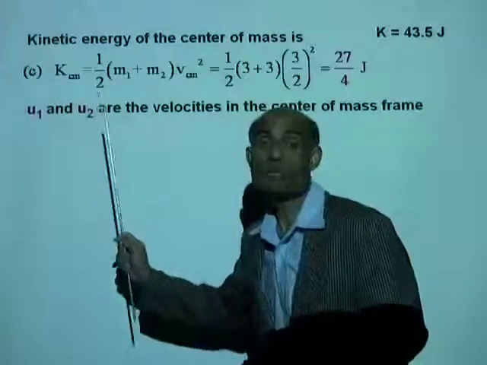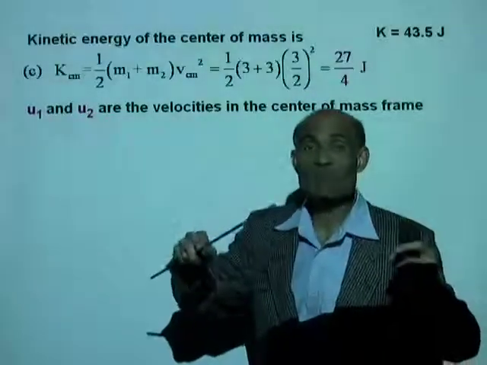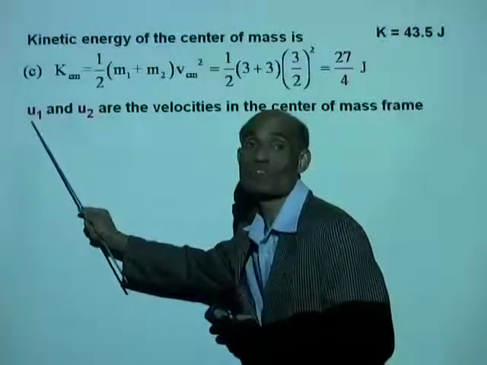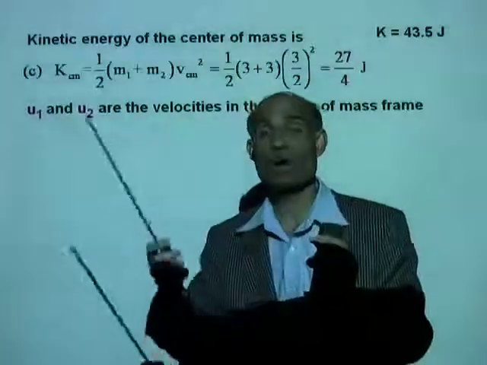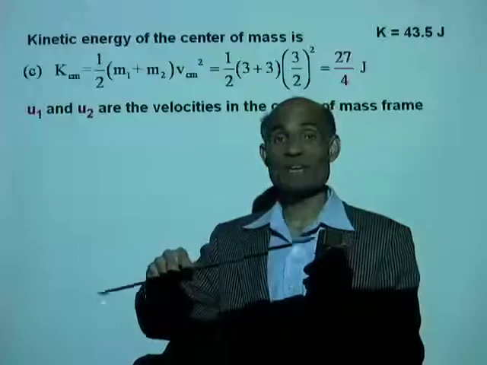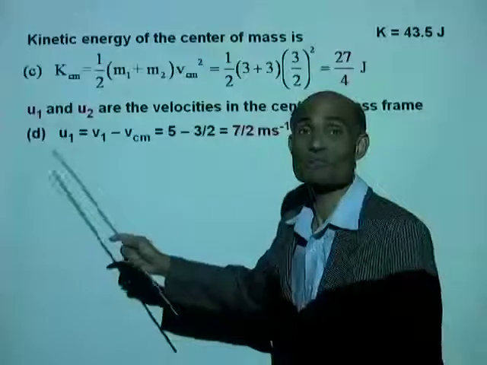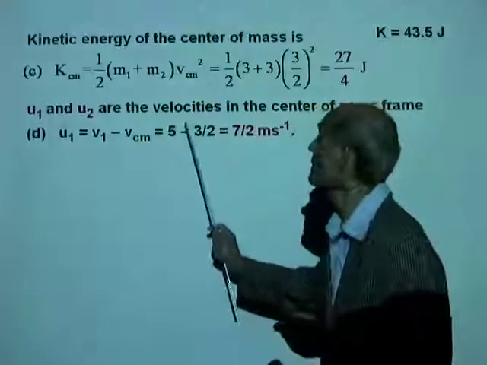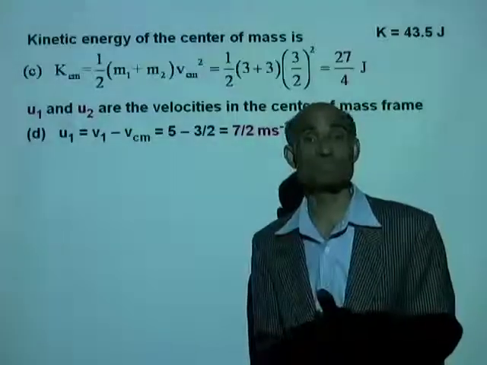Alright, we now need to find the velocity of the two objects relative to the center of mass. In other words, measured from the center of mass. Let's call these velocities u1 and u2. u1 is the velocity of the first object relative to the center of mass. What will u1 then be? u1 will be v1 minus v center of mass. That is 5 minus 3 over 2, and that is 7 over 2 meter per second.